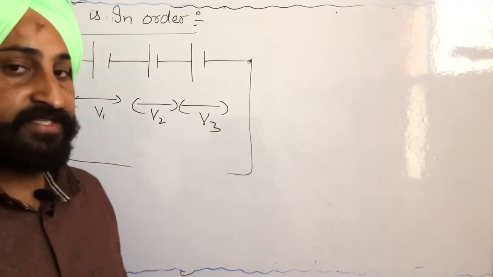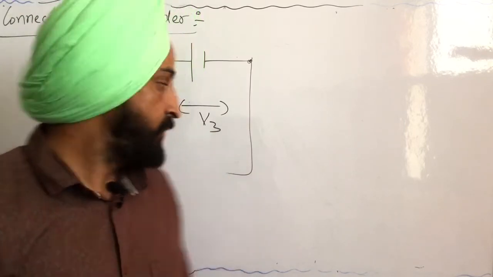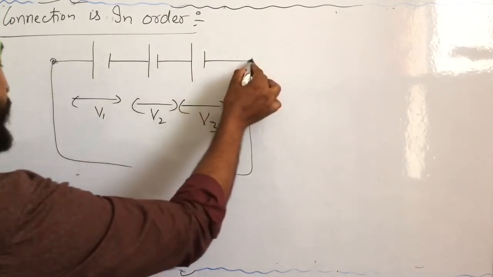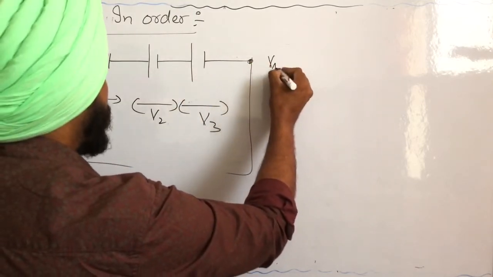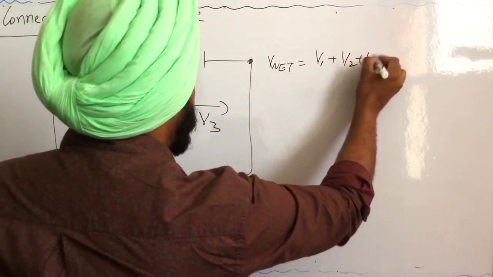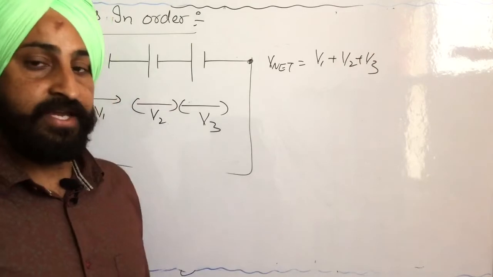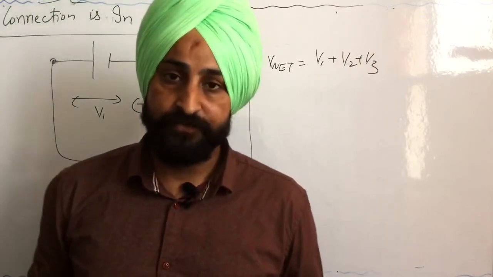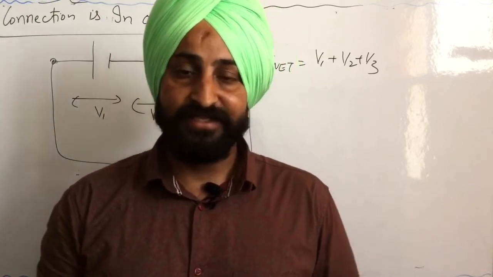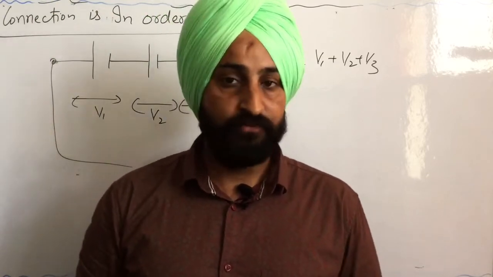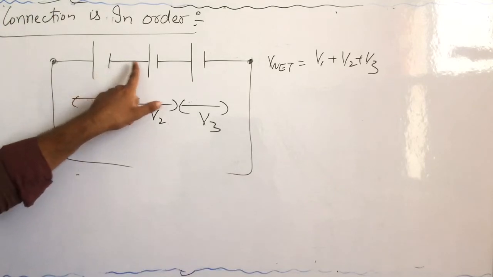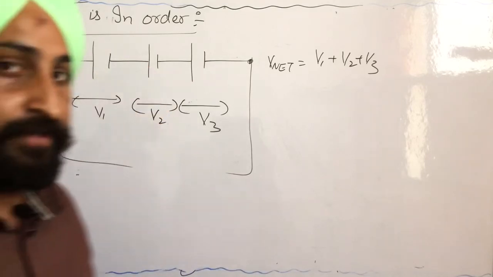We have already studied this in series connections. So our net potential over here and over here would be equal to V1 plus V2 plus V3. So in this way, if we have batteries or cells of lesser potentials, we can connect them together in series to get a higher value of potential. But keep in your mind that the negative terminal of the first should be connected with the positive terminal of the second.